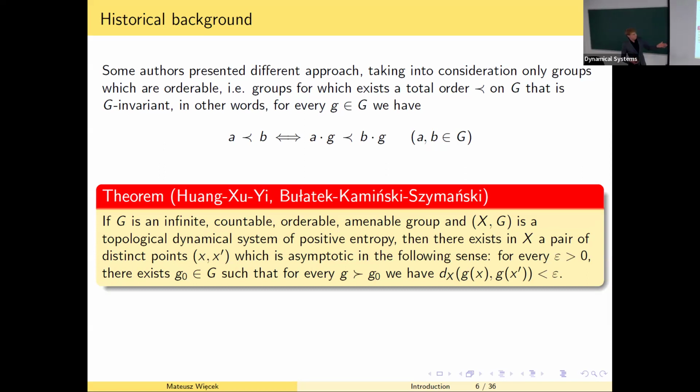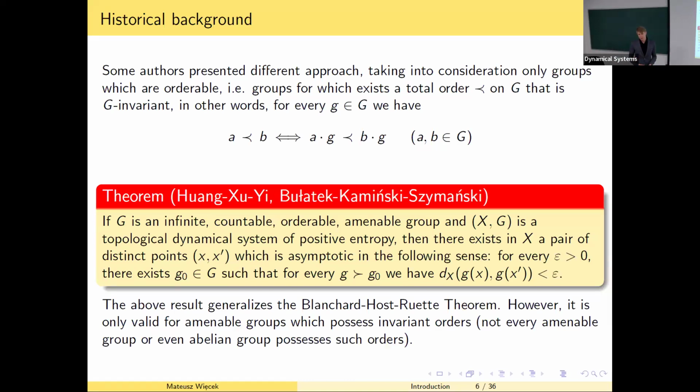But for groups which admit invariant orders, Huang, Xu, and Yi, and Huang, Kamiński, and Szymański independently showed that if we have a topological dynamical system with an action of a countable infinite orderable amenable group, and if this action has positive entropy, then in X there exist asymptotic pairs with respect to this invariant order, which means that for every positive epsilon there exists some element g0, such that for every element g succeeding this g0, the distance between g of x and g of x prime is smaller than epsilon. This is, I'm rubbish with group theory. So this is supposed to give kind of a notion of plus infinity. Yes, definitely. But of course, this theorem is only valid for orderable groups, and as we know, not every amenable group is orderable, not even every abelian group is orderable.